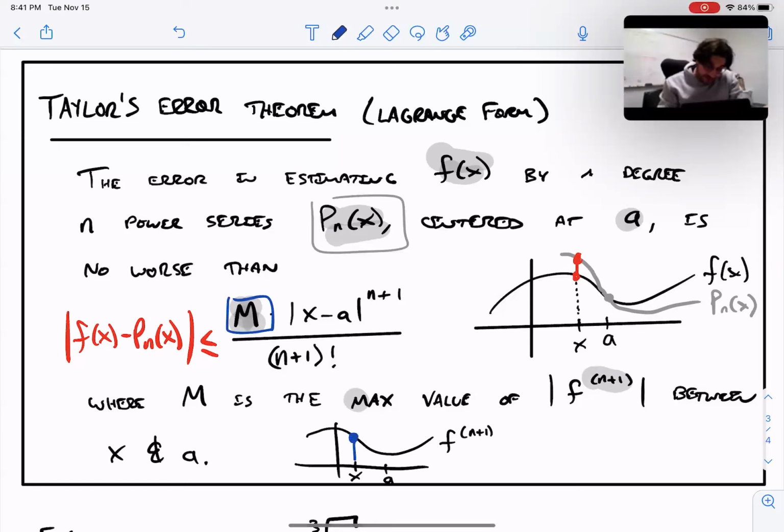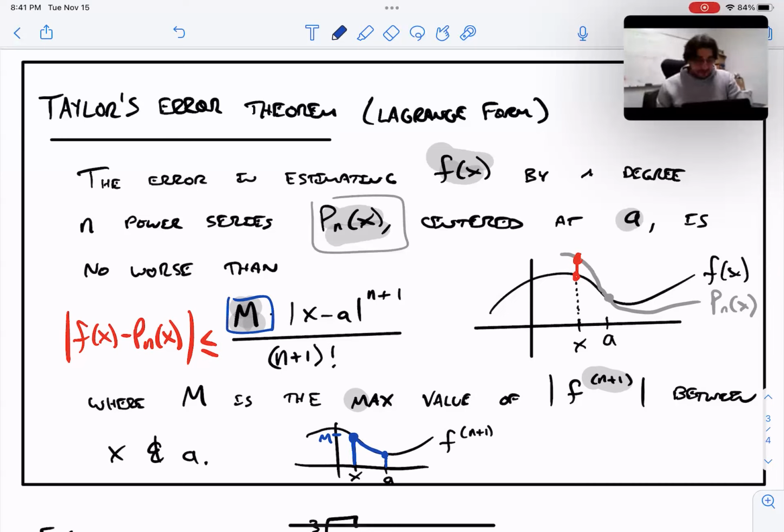At least the way I have it drawn here, that height right there would be your M, because it's the tallest value on the interval. I have it drawn where it's strictly decreasing from x to a, but maybe it's increasing and then the max would be at the right hand endpoint. Maybe it has a bump and the max is somewhere in the middle.